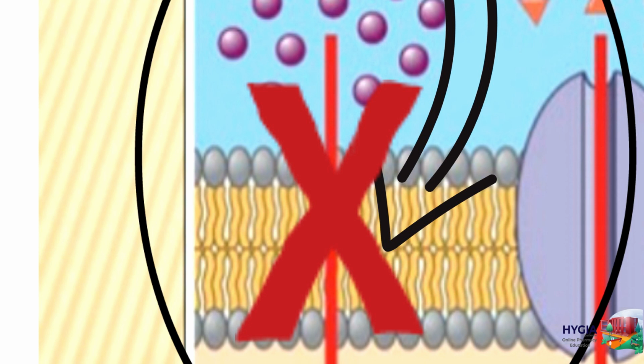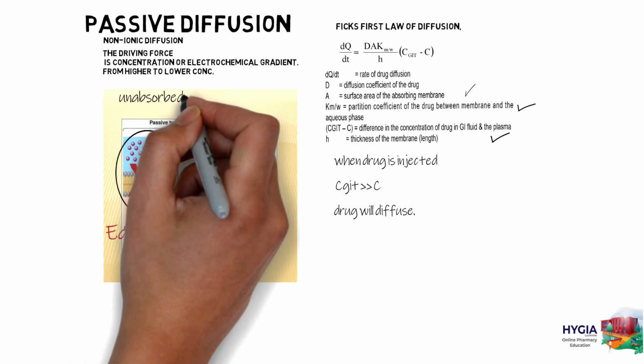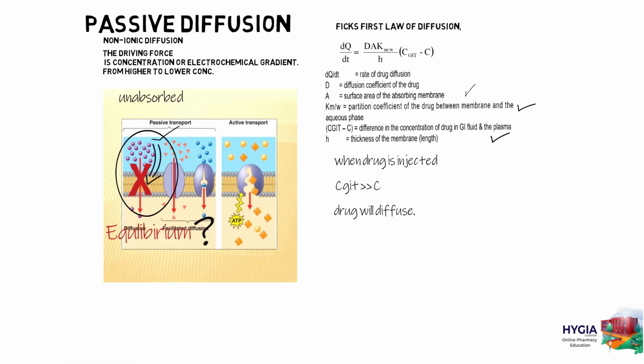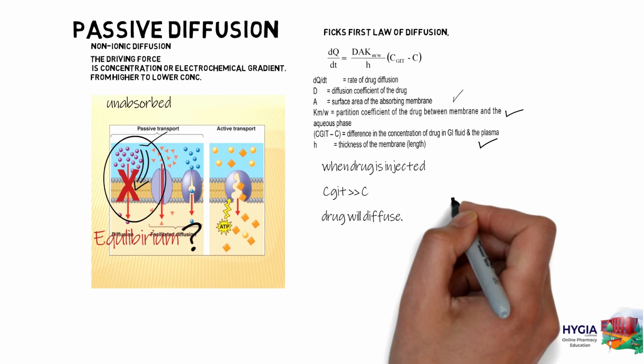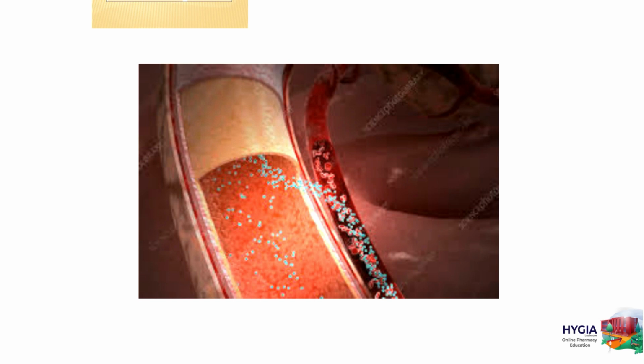It means that a larger amount of the drug will remain unabsorbed in the GIT only. So, do you think this is possible? Do you think it is worth it to waste a large amount of the drug? So let me tell you what exactly happens in passive diffusion. What exactly happens is that equilibrium will never be attained.